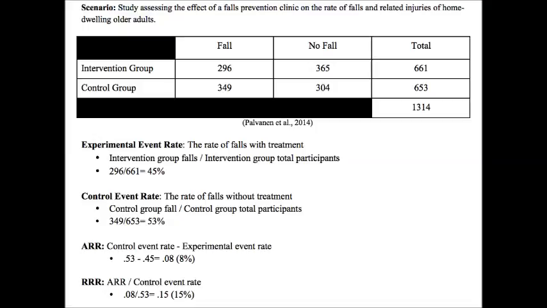Now that we have this value, we can figure out the relative risk reduction ratio. Again, as mentioned earlier, to figure this out, we will take the absolute risk reduction ratio that we just figured out, which is 8%, and divide that by the control event rate, which is 53%. When you do this, the relative risk reduction ratio comes out to about 15%.